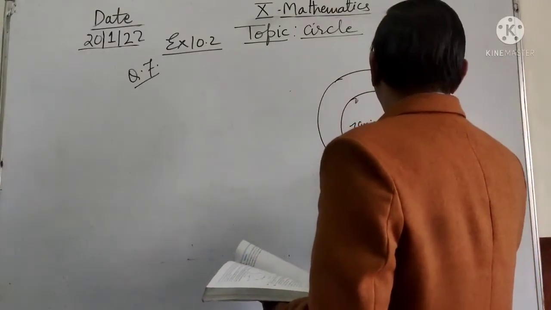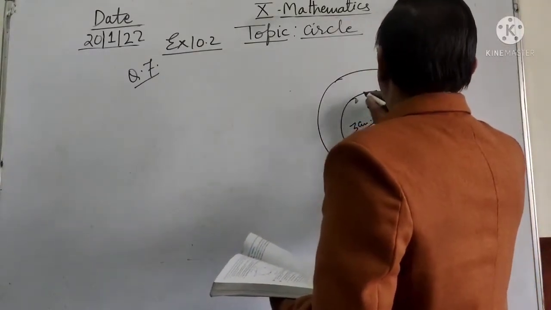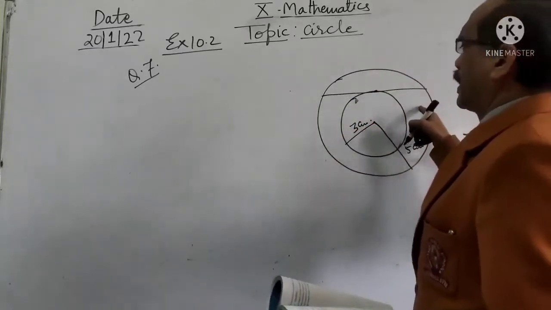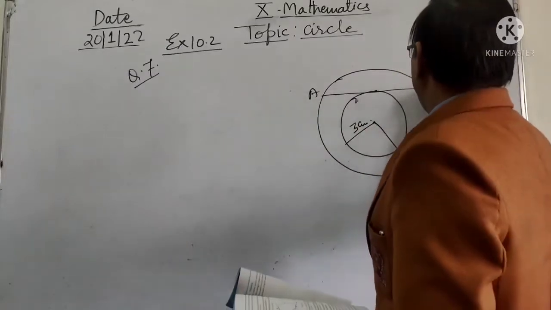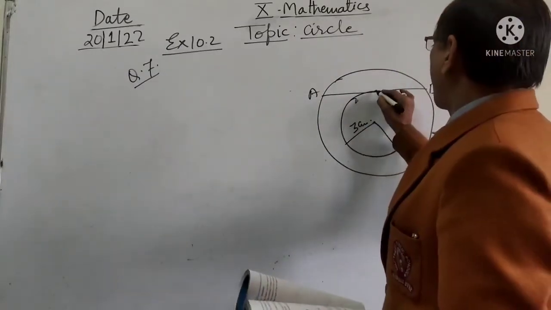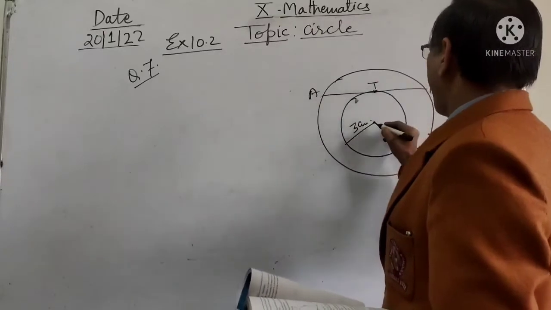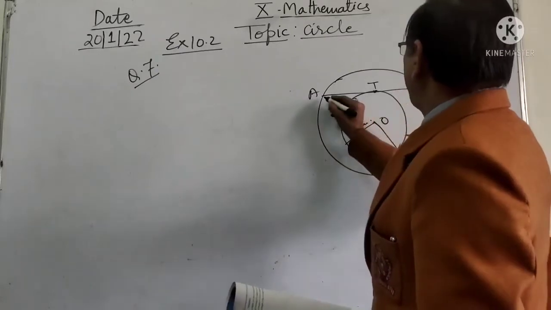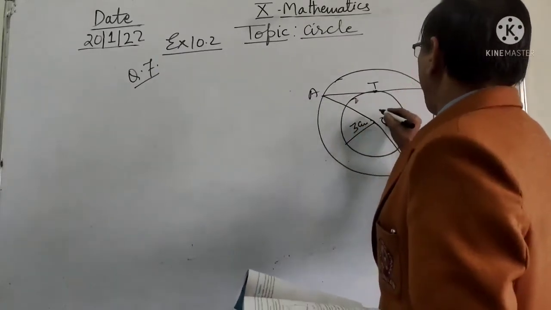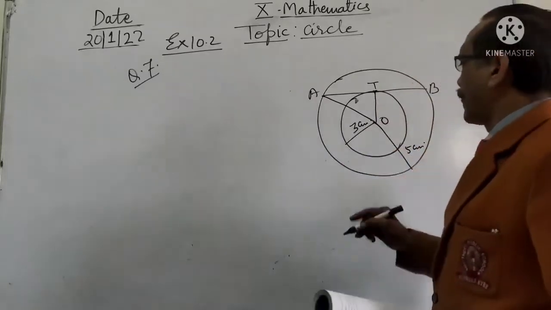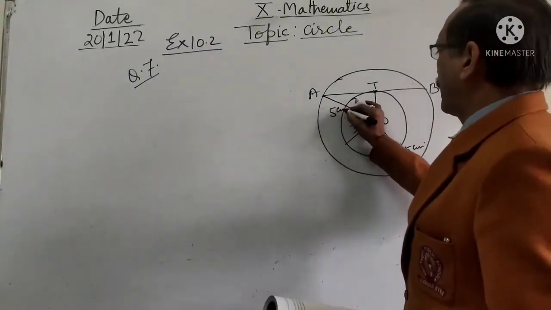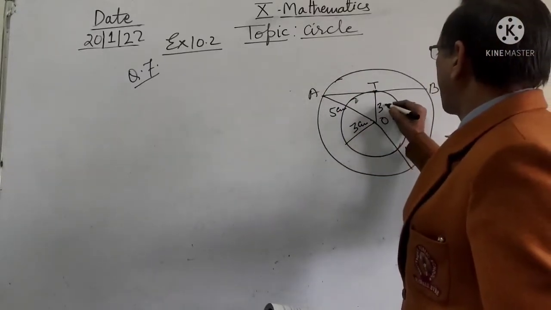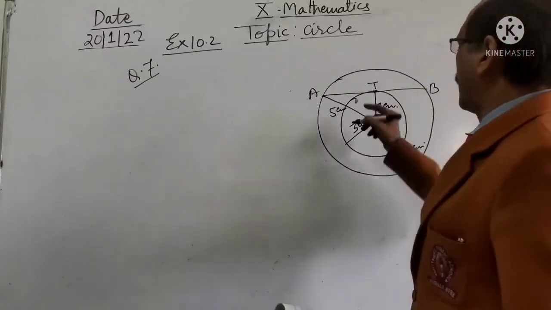So there is a chord. It is a chord AD of the circle. It touches the smaller circle at the point T. This is O, the center of the circle. Let's join AO and OT. AO is 5 centimeter, the radius of the big circle, and OT is 3 centimeter, the radius of the small circle.